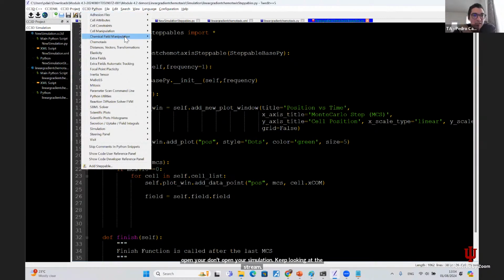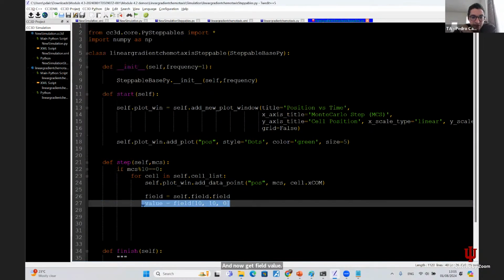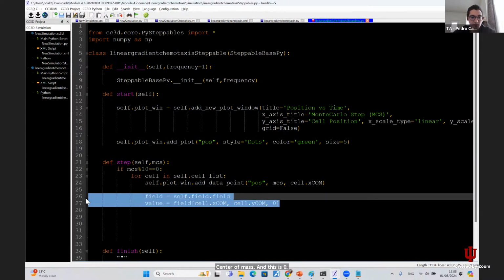CC3D Python, chemical field manipulation, and now get field value. And now I receive this. So value is field and then a certain coordinate. So what I am going to do here is change this coordinate by the cell position. Put here the cell position. So cell.xCOM for x center of mass. Here it's going to be cell.yCOM, and this is 0. So this is what you guys want.